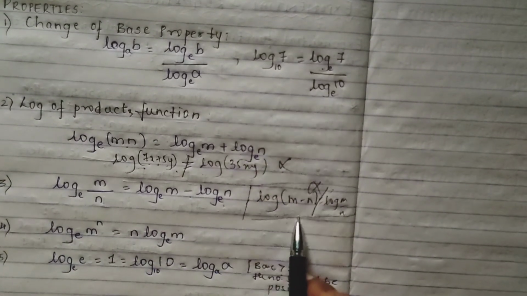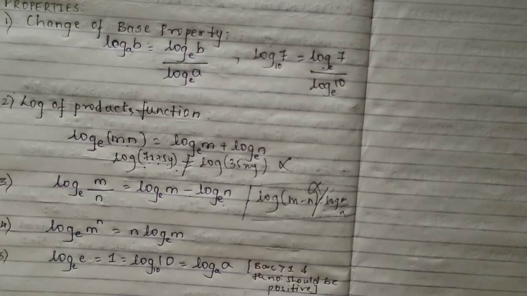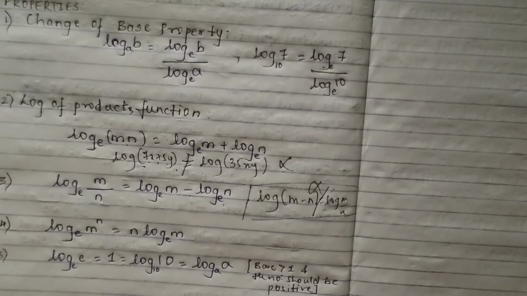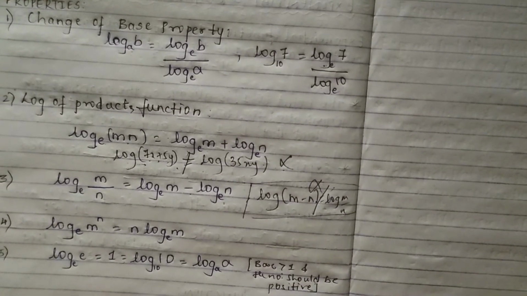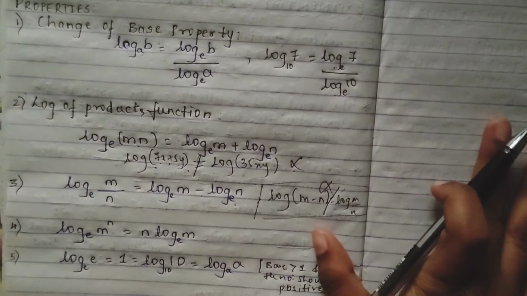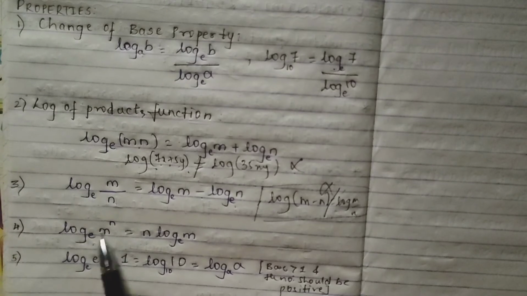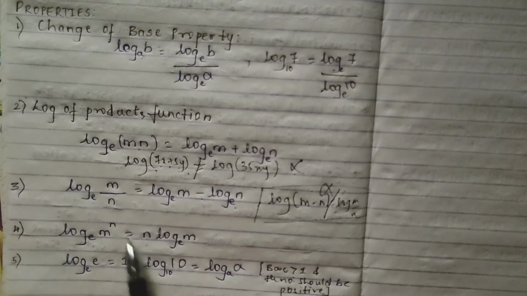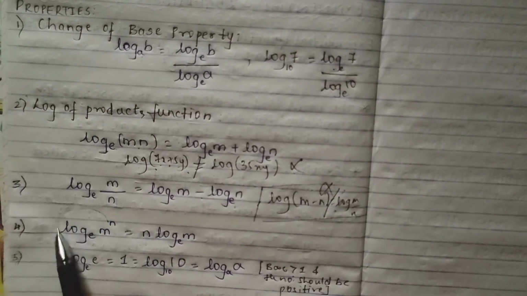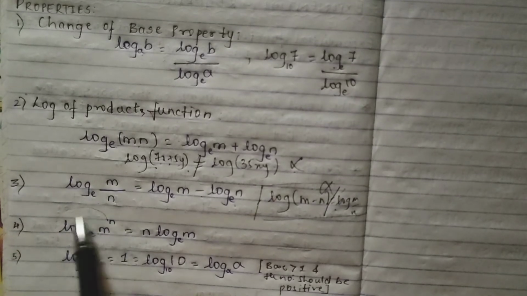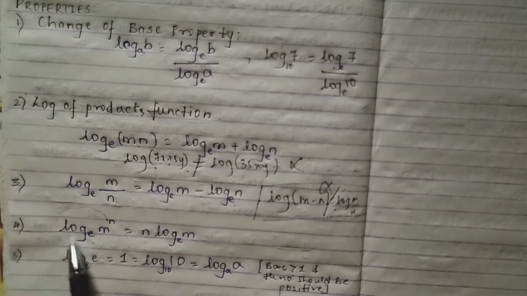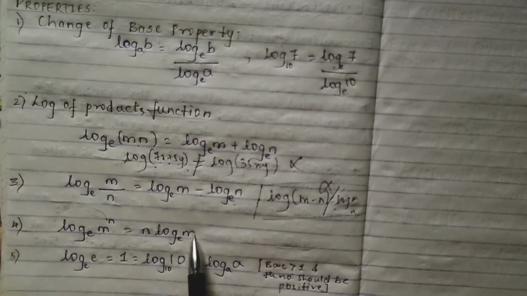If you get log of m minus 1, just leave it off. Don't do anything. That will be your answer. Now the fourth property: you have log m raised to n to the base e. If you have anything with a raised power, that power comes to the starting point of your log m. It will be n log m to the base e.